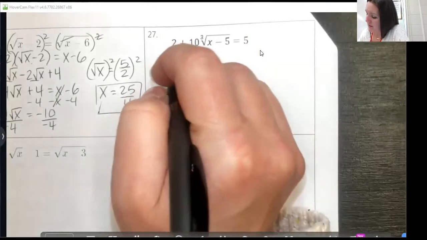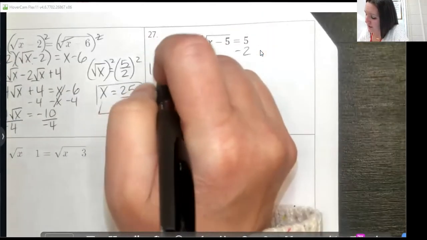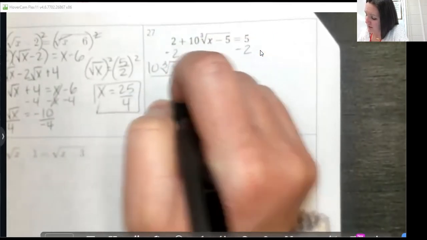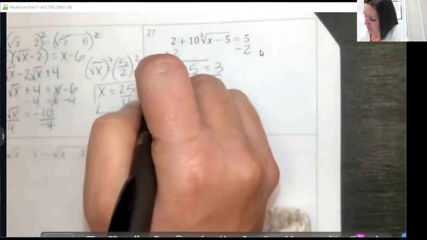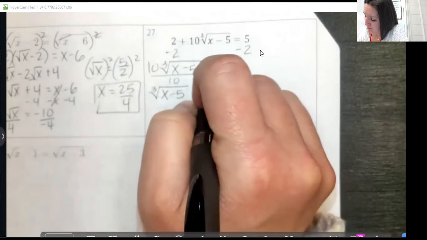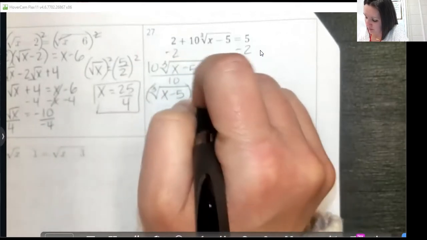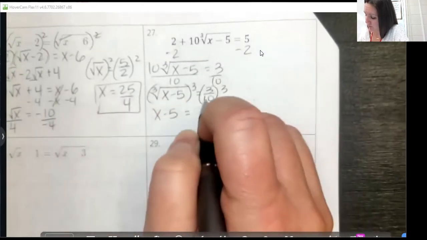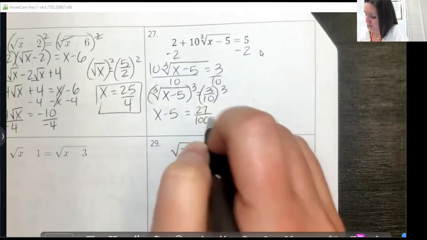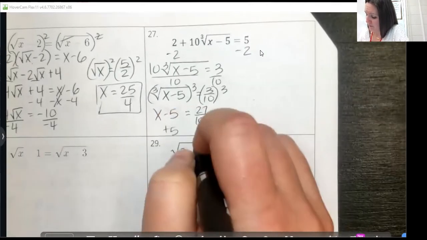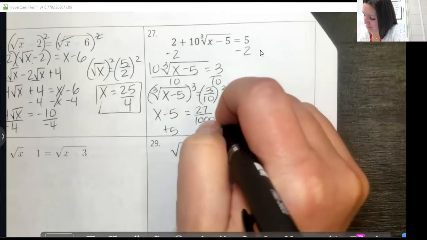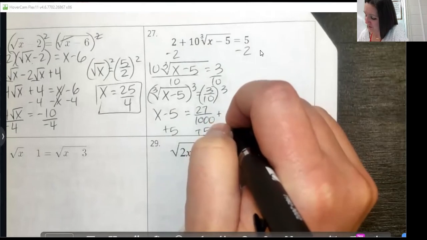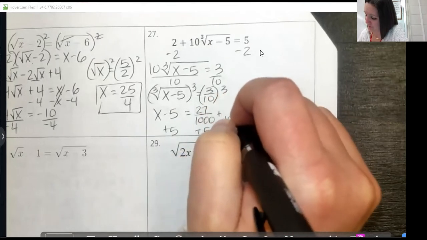All right, so let's isolate our radical first. So we have 10 cubed root of x minus 5 equals 3. Divide by 10. So we have the cubed root of x minus 5 equals 3/10. We'll cube both sides. And so now we have x minus 5 equals 27/1000. Nice. Then I'm going to add 5. Okay. So this becomes, what's 5/1? And I'm going to change that so I have 5,000/1000.